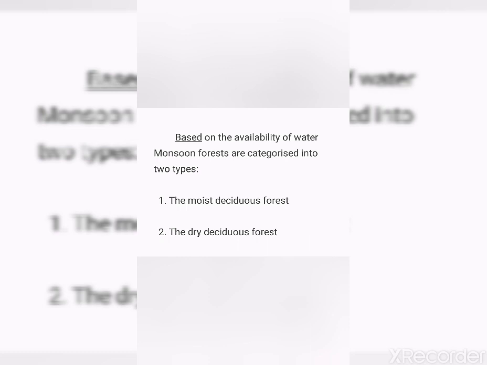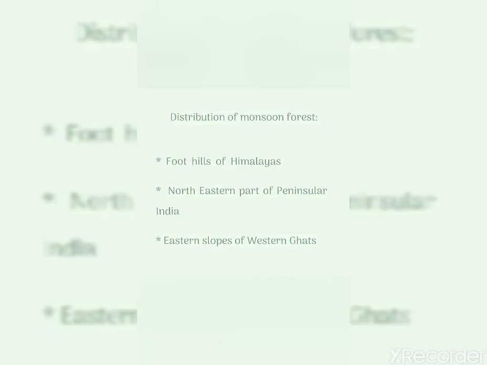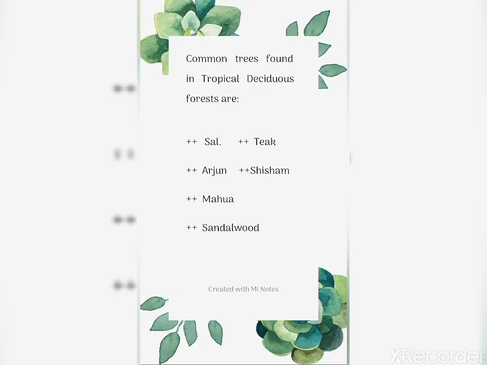Let us check what are the climatic conditions existing here. The annual rainfall amount is 100 to 200 centimeter. Annual mean temperature is 24 to 27 degrees Celsius and average humidity is 50 to 80 percentage. These forests we can find in the foothills of Himalayas up to the southern peninsula. The other divisions are the northeastern part of peninsular India and the eastern slopes of the Western Ghats. Major trees found here are sal, teak, arjun, shisham, mahua and sandalwood.